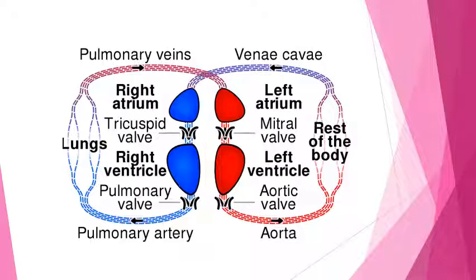They pass the blood from the atrium to the ventricle, from the ventricle to the lungs and the various parts of the body, and that goes on. This is what is called double circulation.